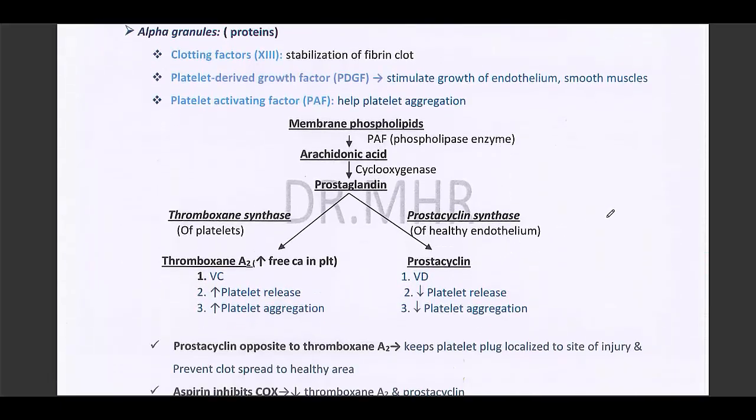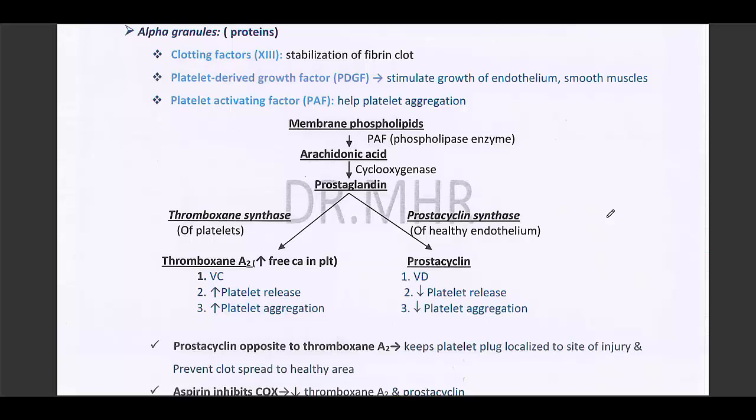This is the mechanism of working. Membrane phospholipids, like PAF, platelet activating factor, start with arachidonic acid, then cyclooxygenase makes prostaglandin, which starts prostacyclin synthesis and thromboxane synthesis. Prostacyclin is synthesized by healthy endothelium and thromboxane is synthesized by platelets.